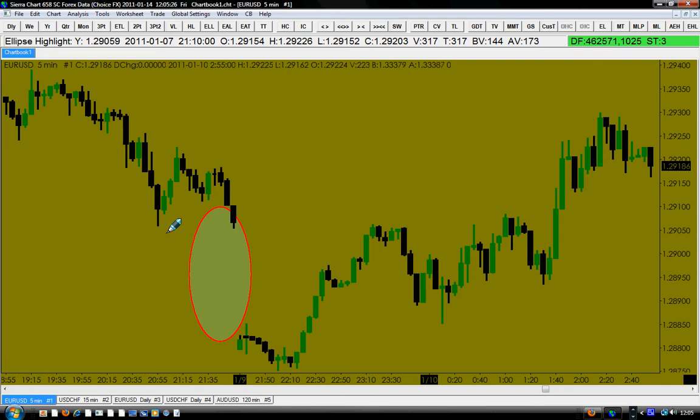But if you are not aware of this bullish trap, you are just taking a chance. You are just taking a chance. You are not sure what you are doing.